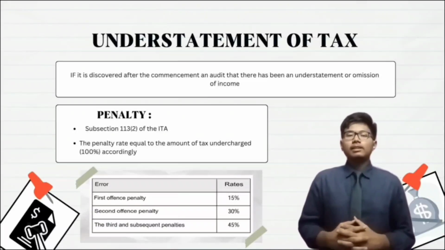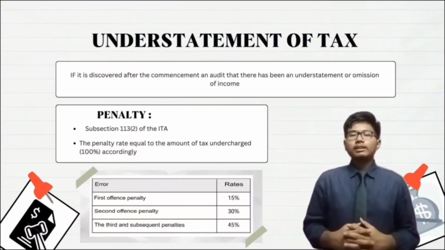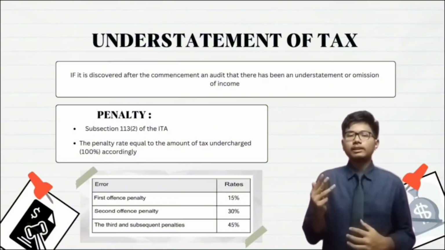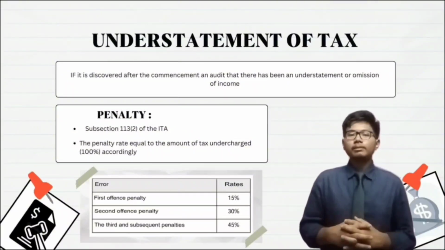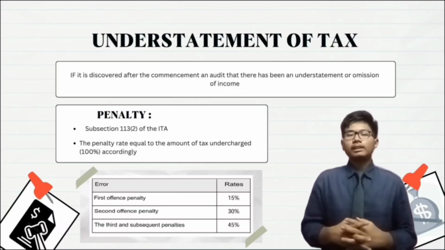If it is discovered after the commencement of an audit that there has been an understatement or omission of income. Understatement is normally the result of understating income, inflating expenses, omitting sources of income, and failing to make adjustment for expenses that are not allowable expenses. Then a penalty will be imposed under Section 112 of ITA. The penalty rate is equal to the amount of the tax undercharged, 100% accordingly.